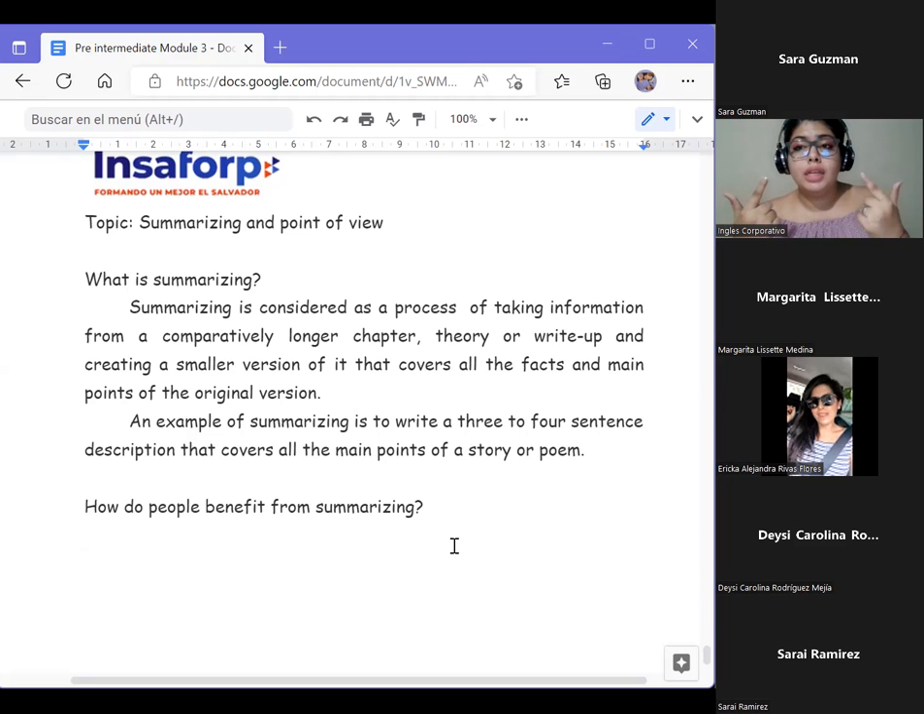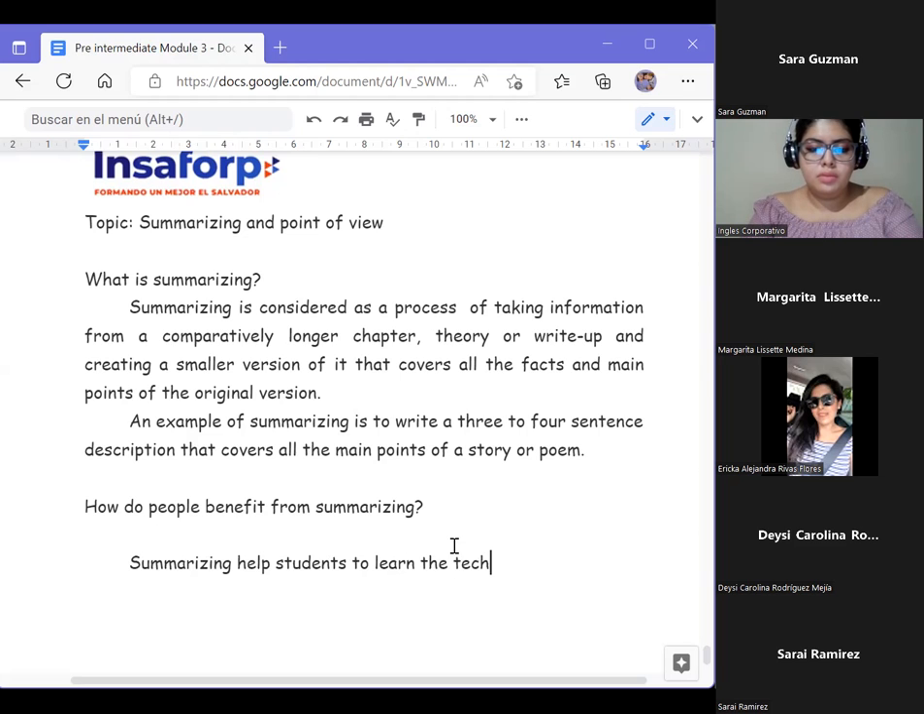So it is very, very important because it helps our memory also, because we are going to remember just the most important things and the main ideas of something. And we are going to leave out the ideas that we are not going to use. So it's very, very important. So here is the first thing.